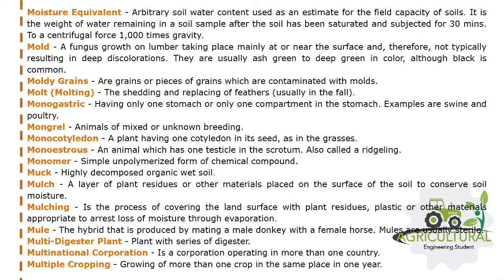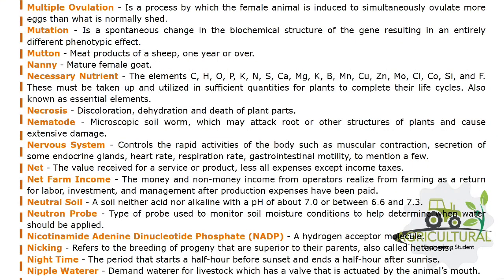Multinational corporation, is a corporation operating in more than one country. Multiple cropping, growing of more than one crop in the same place in one year. Multiple ovulation, is a process by which the female animal is induced to simultaneously ovulate more eggs than what is normally shed. Mutation, is a spontaneous change in the biochemical structure of the gene resulting in an entirely different phenotypic effect. Mutton, meat products of a sheep, 1 year or over.